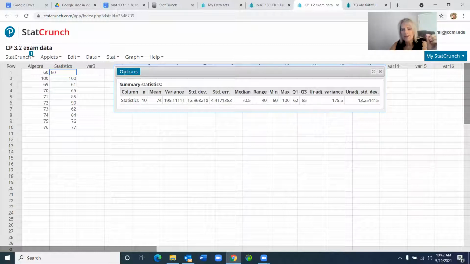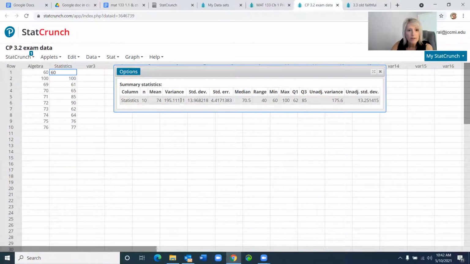When we adjust it, it's because we're adjusting for the fact that it's a sample and not every data value that we want to collect. Okay. So for us, because we have a sample, we want to use the regular variance and standard deviation they give us right here. Okay. So that standard deviation is 13.968.